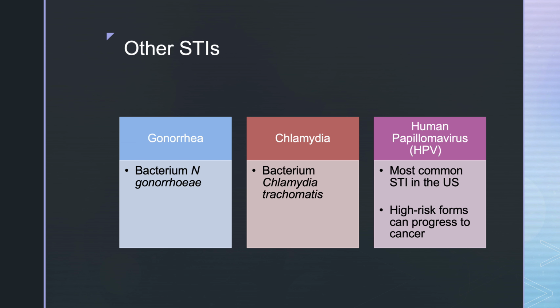Other STIs to note, bacterial infections for gonorrhea and chlamydia. We'll talk about gonorrhea here in just a few minutes, a little bit more. And then HPV, which has become the most common STI in the US. And HPV usually goes away on its own, but if it doesn't, there are high-risk forms that can then progress to varying types of cancer.